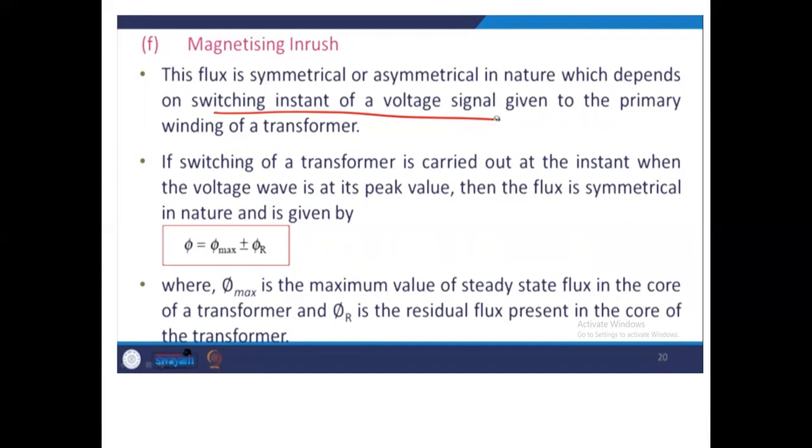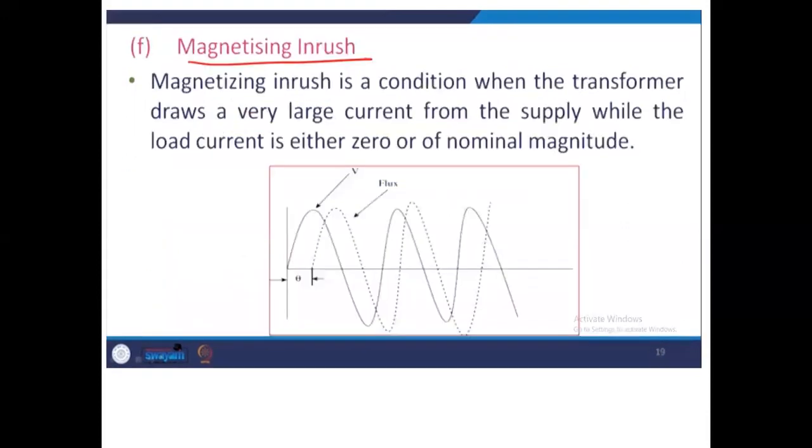That means, whatever voltage signal I have shown here, this is the voltage V and this is the flux. The instant at which the transformer is switched on decides whether the flux established in the core of the transformer is symmetrical or asymmetrical.